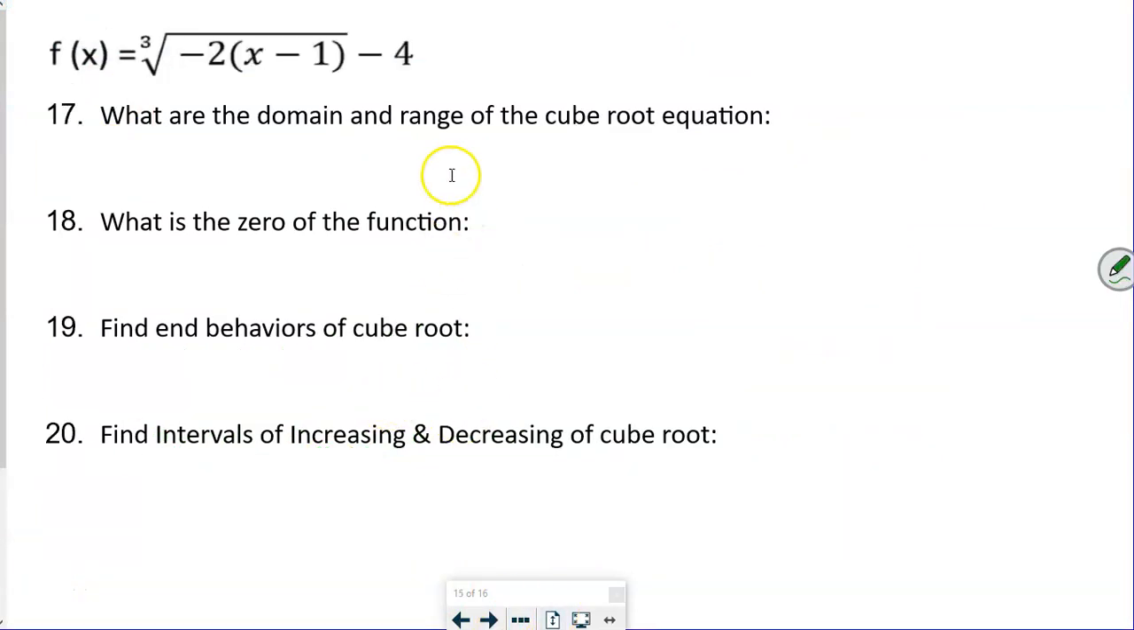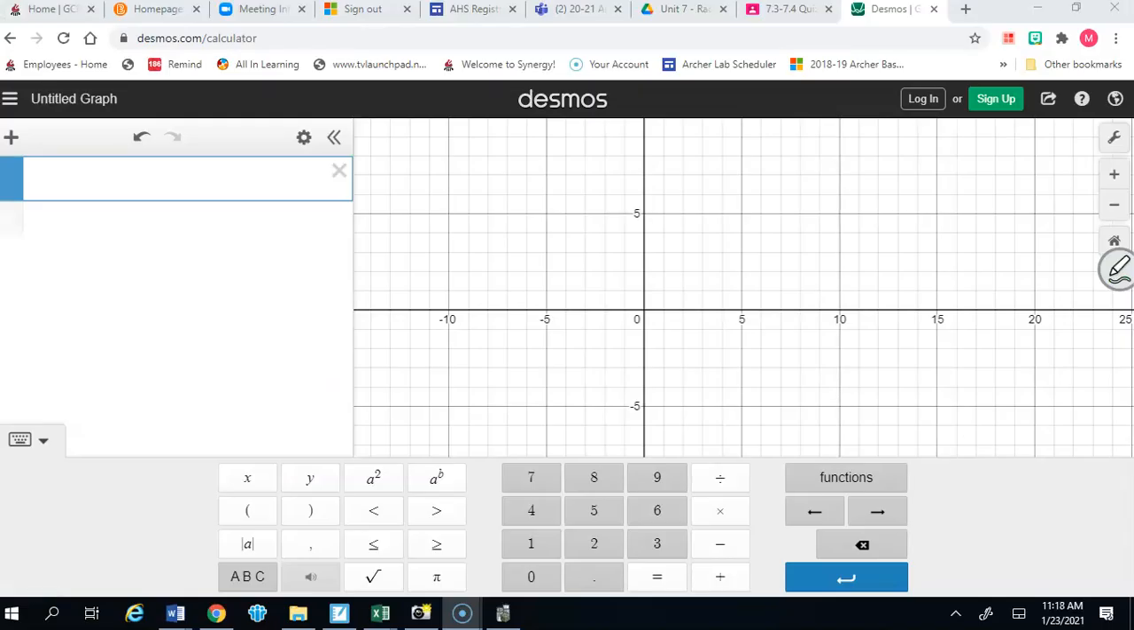Now we're going to move on to the cube root function. So here again, we're going to talk about the domain and range, the zeros, the end behaviors, and the intervals, okay? So I'm going to go ahead and graph this again in Desmos. Now when I put this one in here, I'm going to put the equation in parentheses, and I'm going to take it to the 1/3 power because I can't do a cube root in here.